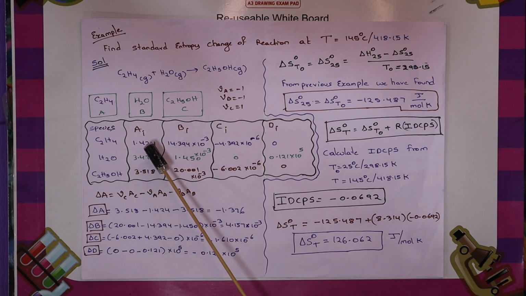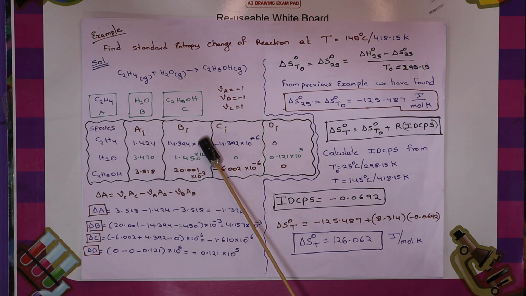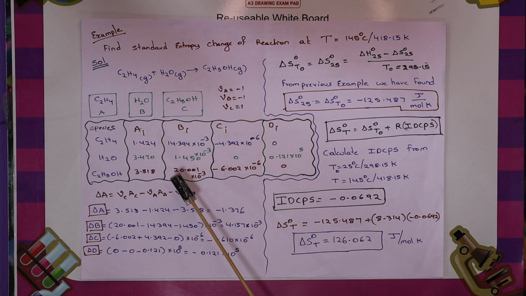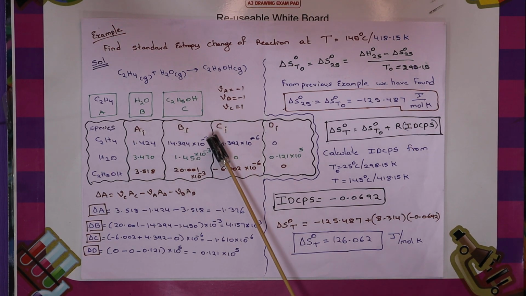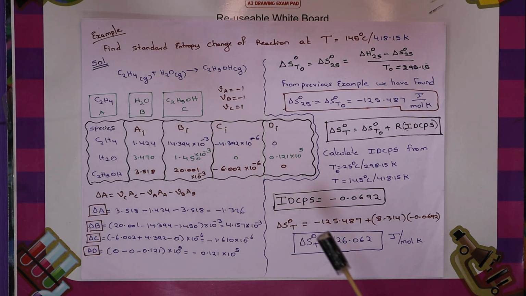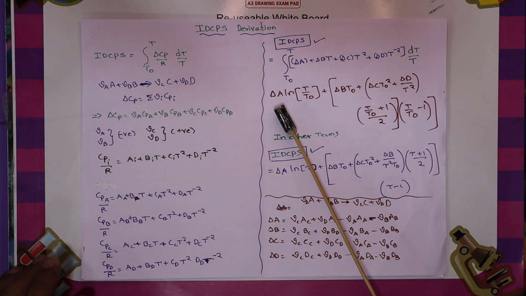This is Aa, this is Ab, this is Ac, this is Ba, Bb, Bc, Ca, Cb, Cc, Da, Db, Dc. Once you know the information about all the molecules, you can get delta A, delta B, delta C, delta D. Stoichiometric coefficient values are already given. So nu A is equal to minus 1, nu B equal to minus 1, nu C equal to 1. Once you have the information, you simply plug in the values in this equation.